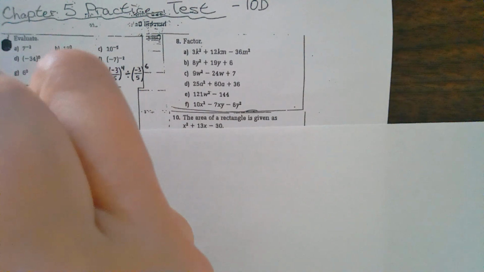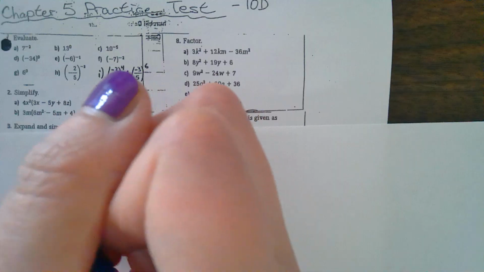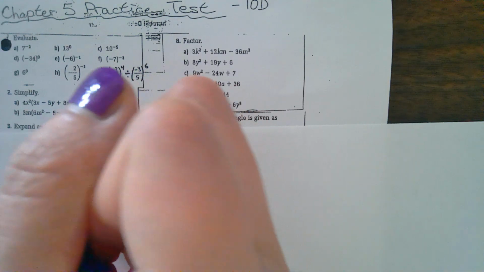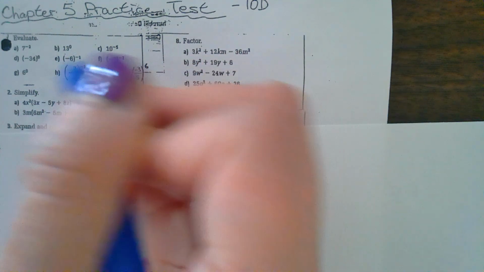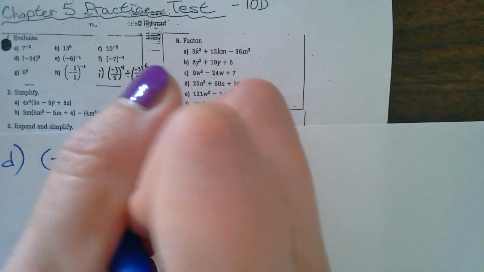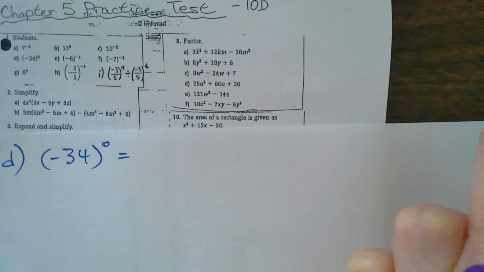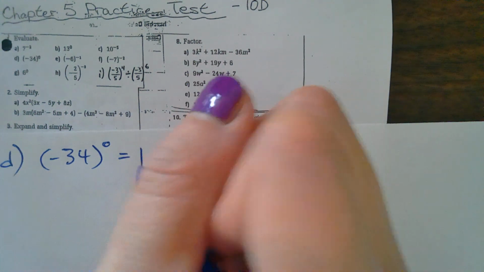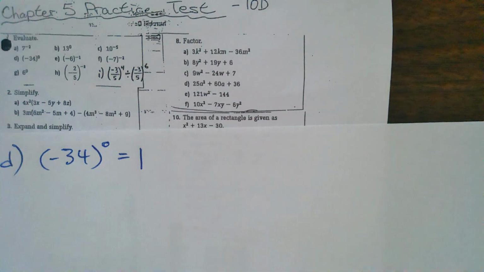So let's say number 1. Let's do 1D. Okay, negative 34 to the power of 0. What does this equal? William? 1. Right, anything to the power of 0 gives you 1.